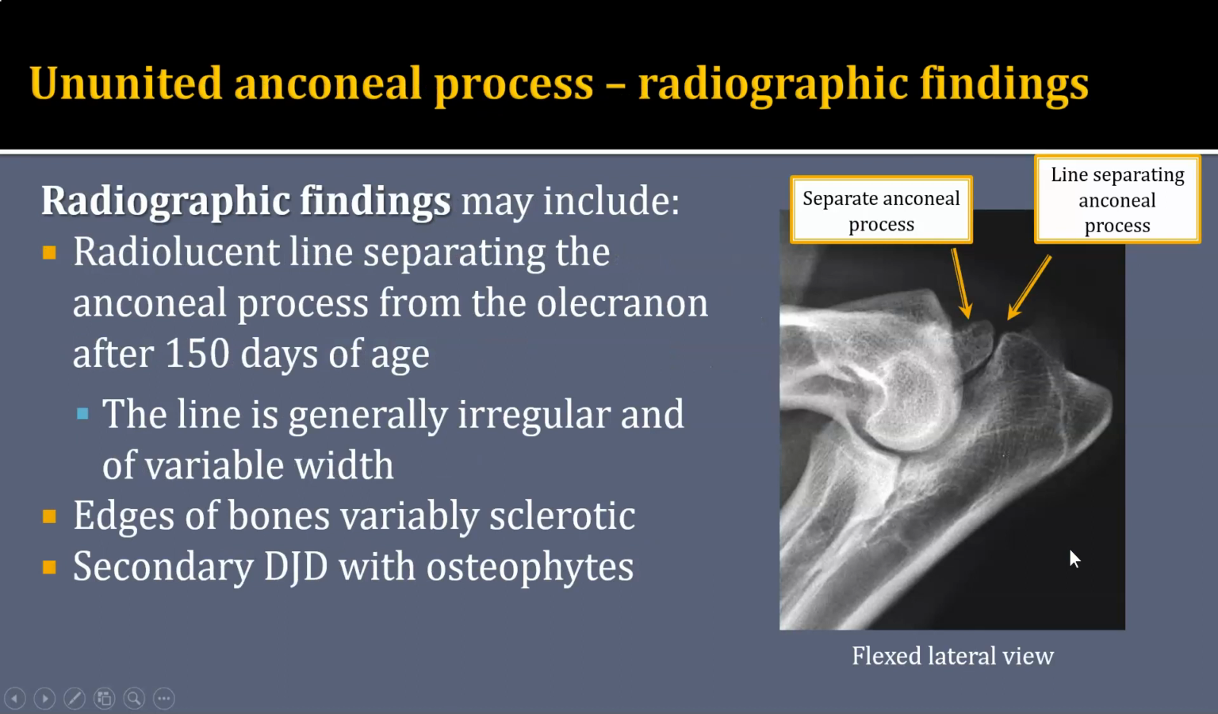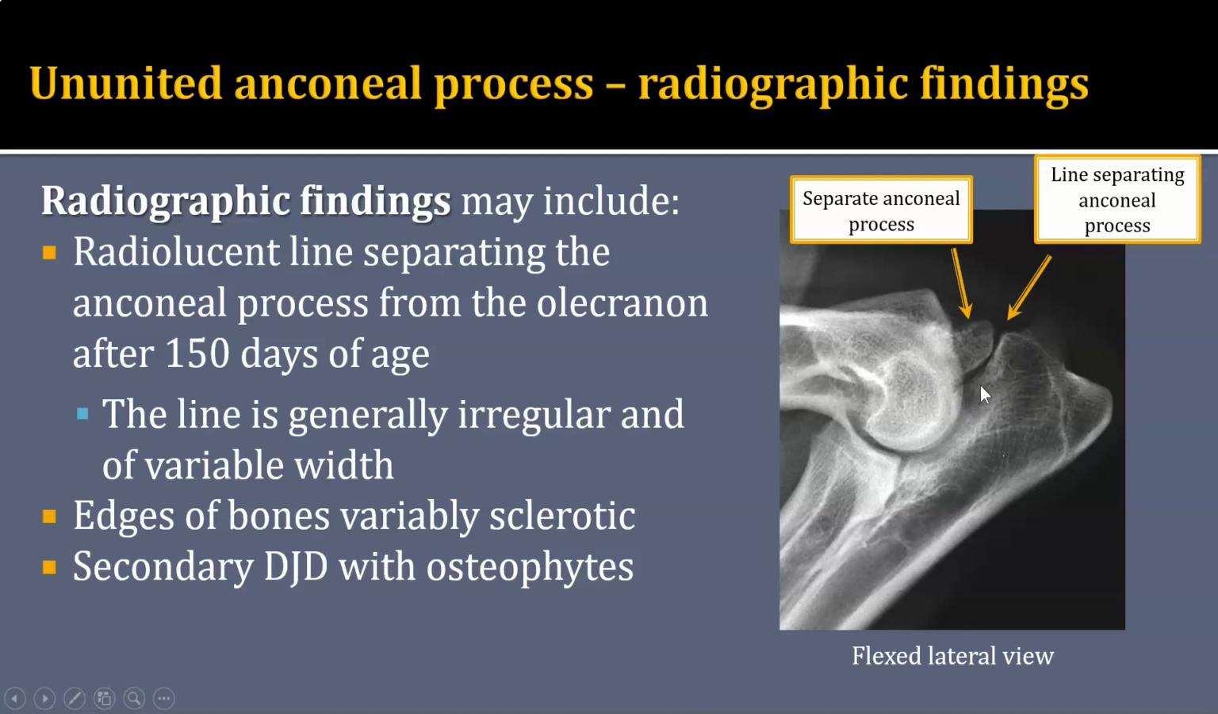This is not usually a challenging diagnosis, and I've listed the radiographic findings on this slide. The best view to identify the ununited anconeal process is going to be our flexed lateral view. And this is actually a skeletally mature patient. And the most important thing that we're going to look at is the anconeal process.